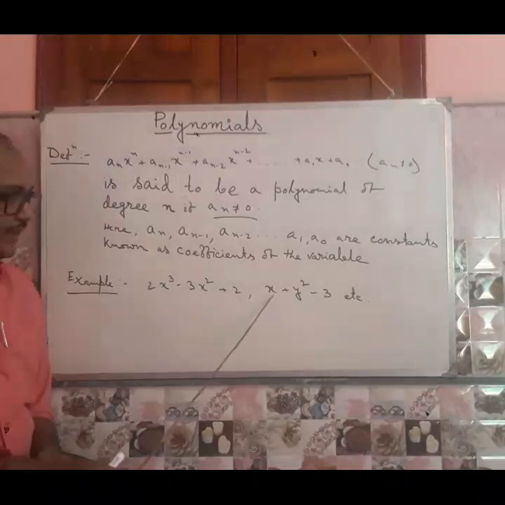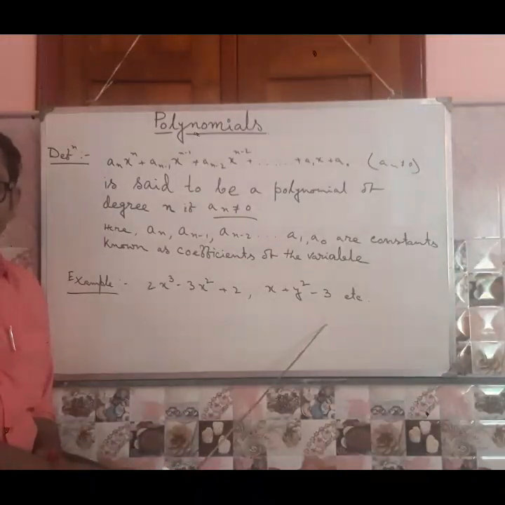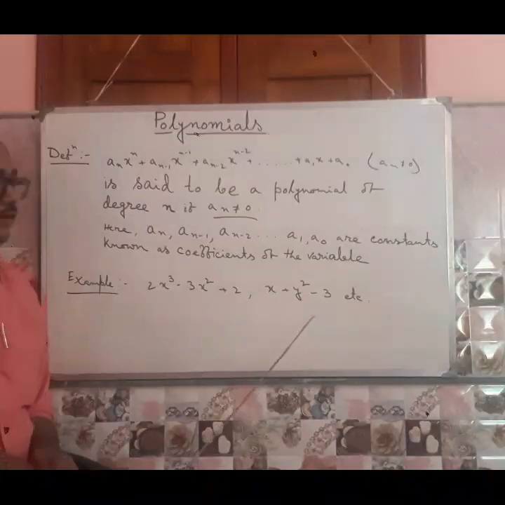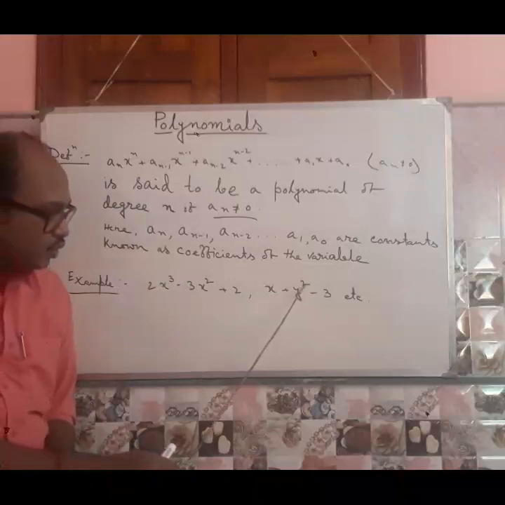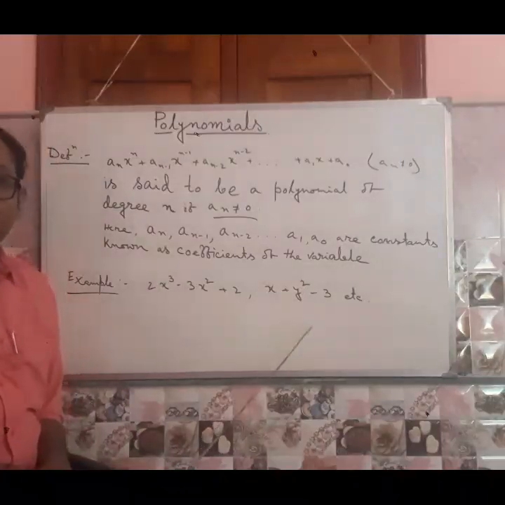Another example, you see, x plus y square minus 3. How many variables are present here? Two variables, x and y. And you see the highest power of the variable y is 2. So, the degree of this polynomial is 2.